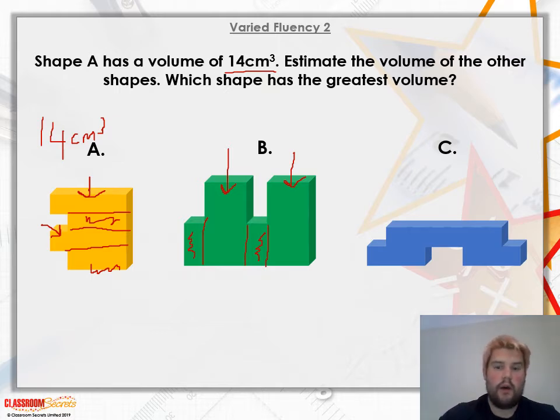So just off the top of my head, a logical guess might be that if A is 14, maybe this is around 18, 20, 22 centimeters cubed. So I'm going to go in the middle. 20 seems fairly logical to me. 20 centimeters cubed. Okay, and C. Let's start breaking this down.